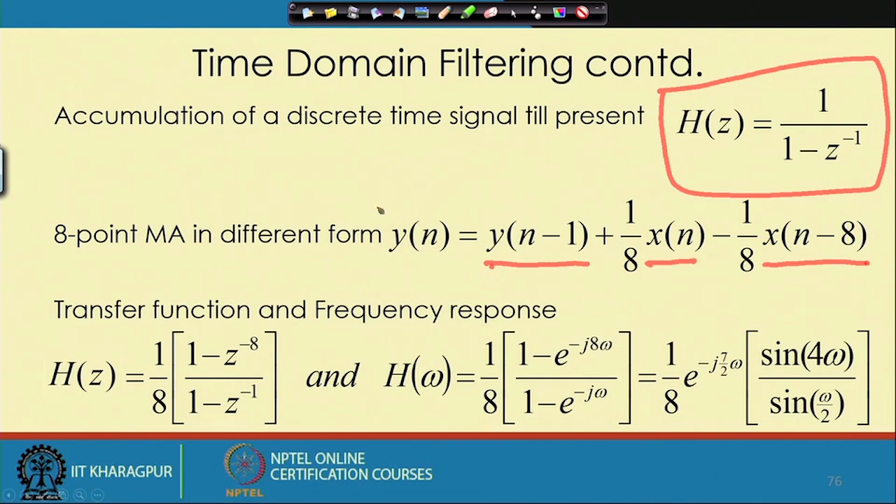So, here we get the corresponding transfer function, and from there we can compute what would be the frequency response here using z equal to e to the power j omega. That way we can get the response, and it comes in the form of a sinc function.